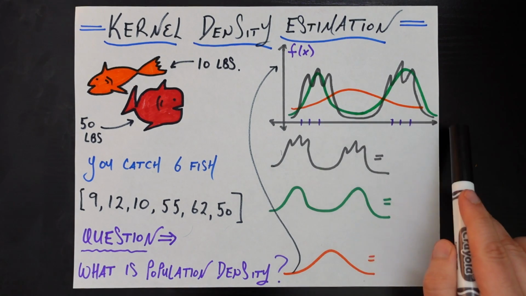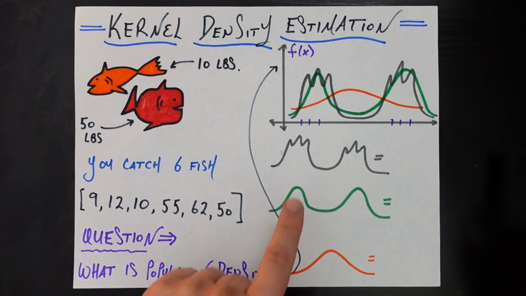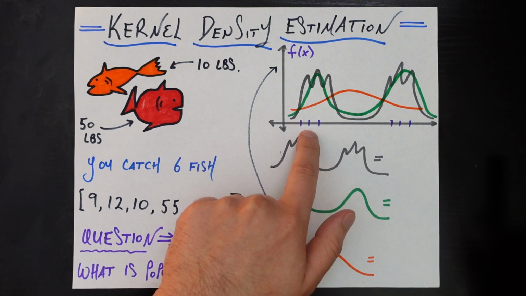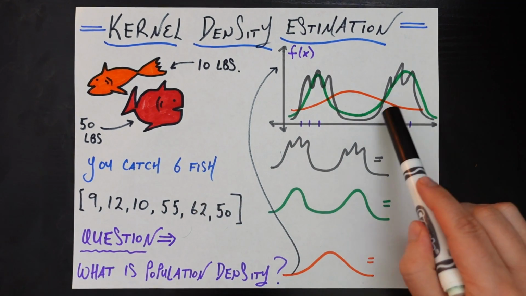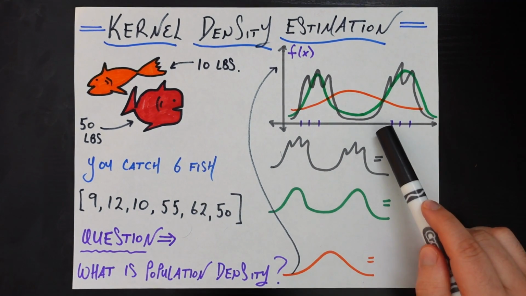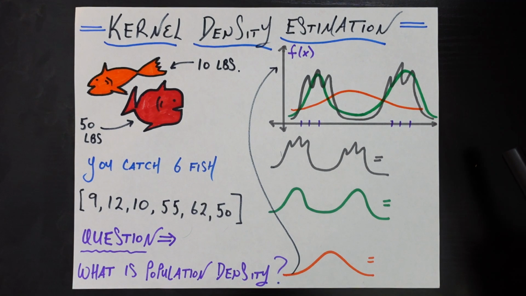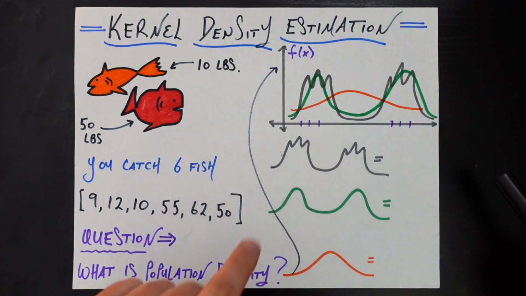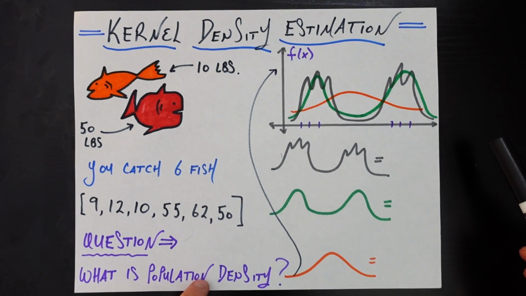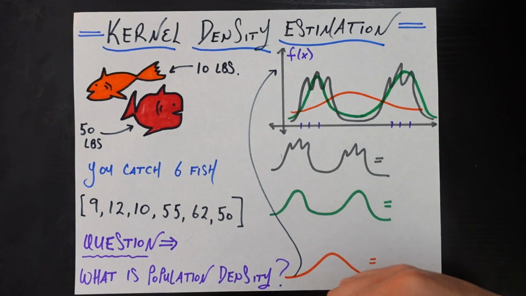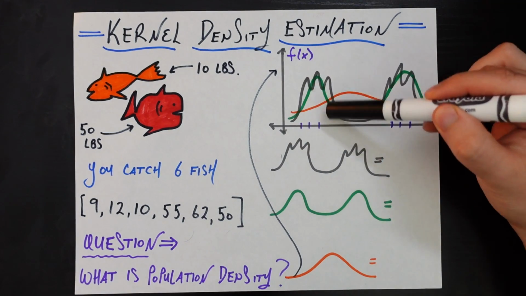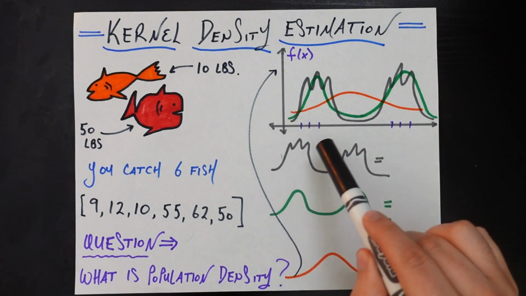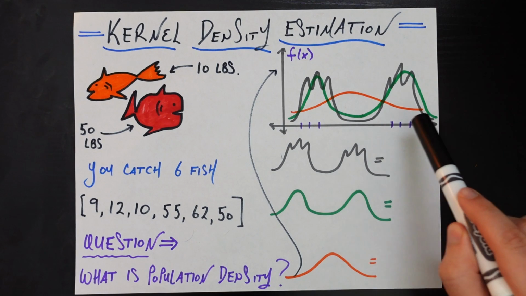So on the x-axis here, I have our actual observations. So here you have the 9-pound fish, the 10-pound fish, and the 12-pound fish. And then on this other region here, you have the 50-pound fish, the 55, and the 62. Now let's take a look at this gray candidate kernel density estimate first. Do we like this one? Well, it does seem to have this kind of bimodality that our data would suggest, that there's this kind of cluster of light fish and heavier fish over here.